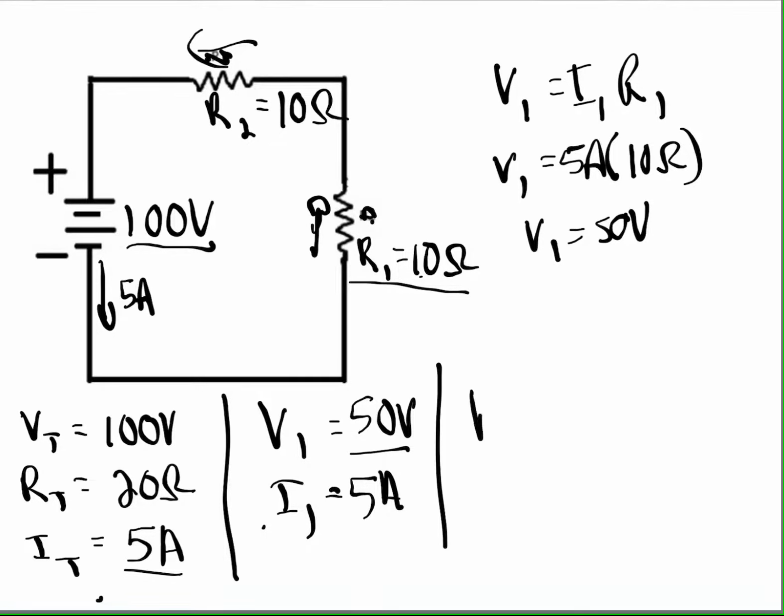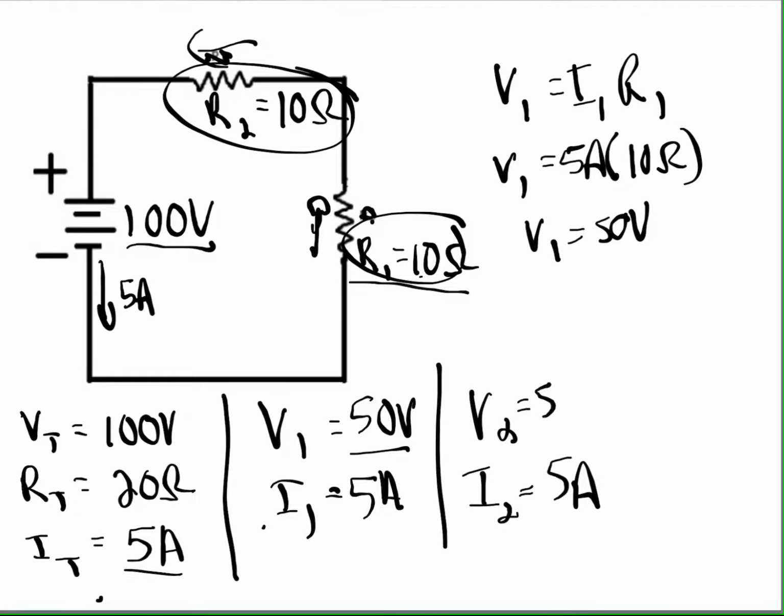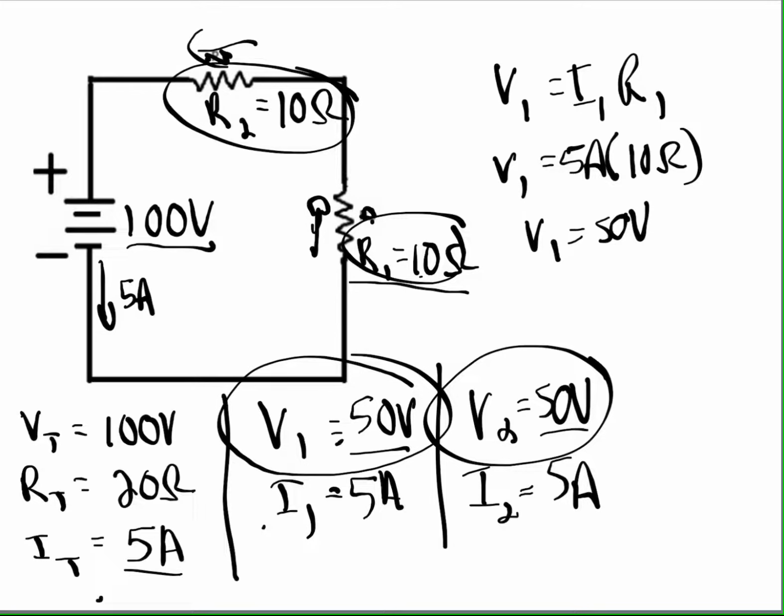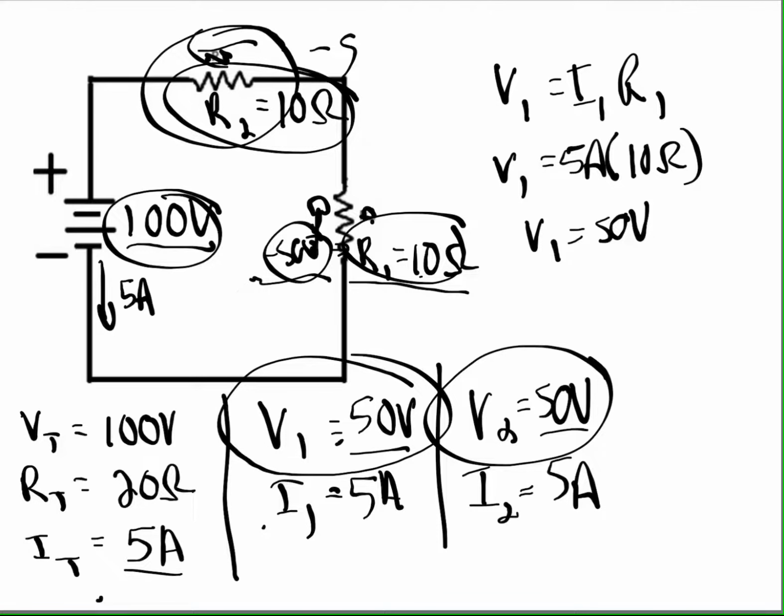Now, V2 and I2, well, these are even simpler now. This is obviously 5 amps. Since that's the same resistance as this one, this also has to be 50 volts. Now, another way we could have thought of that is if this was 50 volts, that meant that we lost 50 volts over this object. If I had 100 to start with and I lost 50 here, and there's only one other object, I must have also lost 50 there. Make sense?